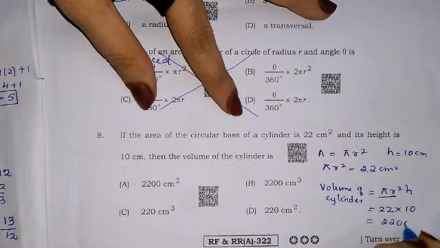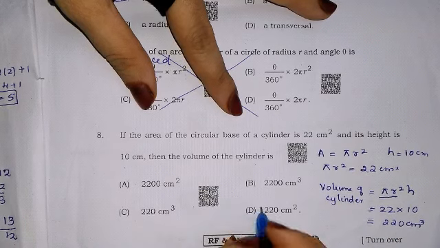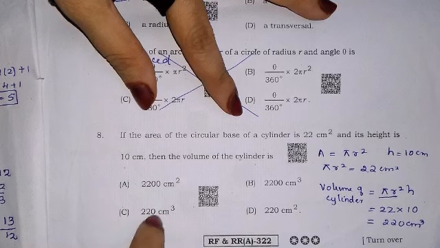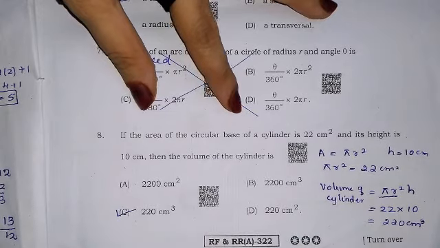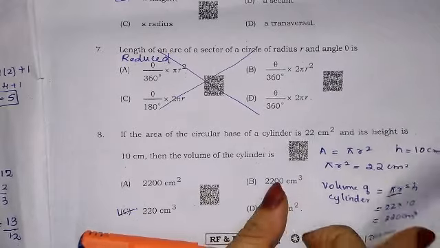Volume is always in cubic centimeter, so 220 centimeter cube. We should be very careful. Here we can see 220 is there, but if you take centimeter square, it will be wrong. It is centimeter cube, 220 centimeter cube. So this completes the choose the correct answer.